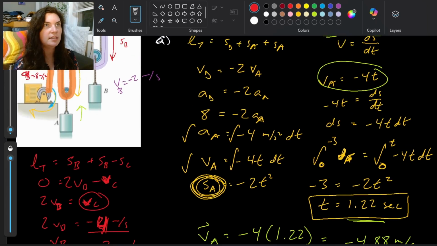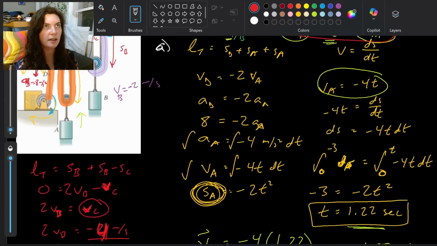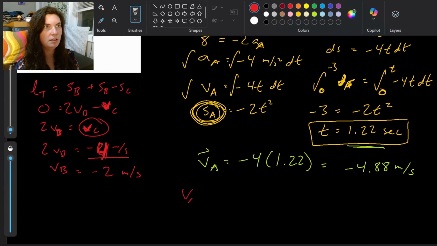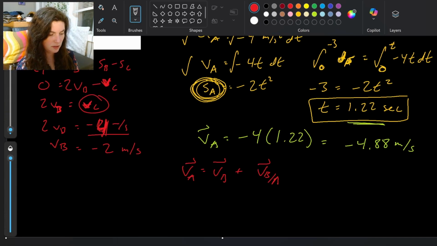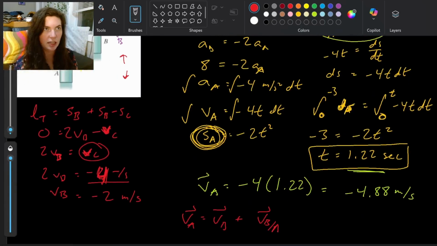Oh, okay, almost there. Last thing is to just plug it into this equation here. VA equals VB plus VB with respect to A. So plugging into these, notice I'm not actually taking into account my i hat, j hat here because everything is moving in one direction. You're either up or you're down, right? Everything is in the Y direction. So our positive and negatives indicate that for us already. I don't actually have to do the i hat, j hat coordinate system.